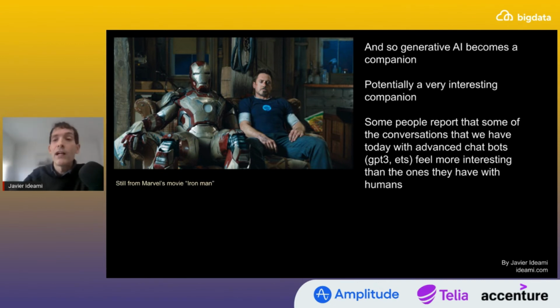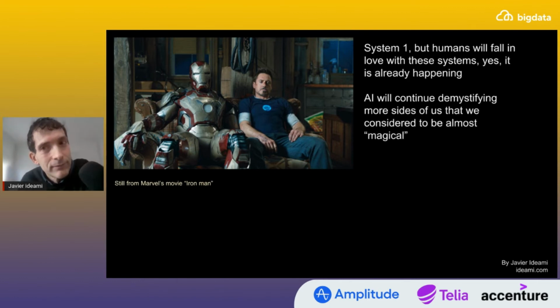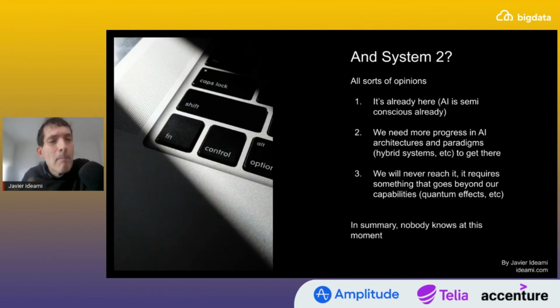We are already seeing a lot of reports of people saying that their interaction with large language models sometimes feels more interesting than interacting with other fellow human beings, even though it is just all system one. It's system one, but humans will fall in love with these systems. It's already happening. But what about system two? Well, there are all sorts of opinions.